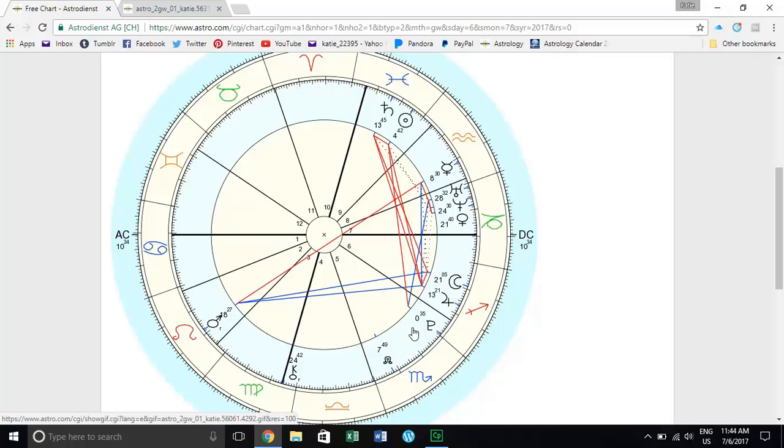And then you have the shorter blue lines. These are what are known as sextiles, and they are easy aspects like trines, but they do require a little bit more energy and effort to make things work.